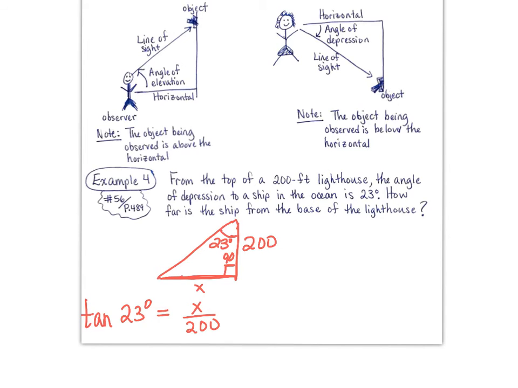Does everybody agree with it? Yeah. What do we get? 200 times tan of 23 degrees equals... Does everybody agree with this? Yes. What did you get? 84.89 feet. Does everyone agree? Yeah. I got something different.